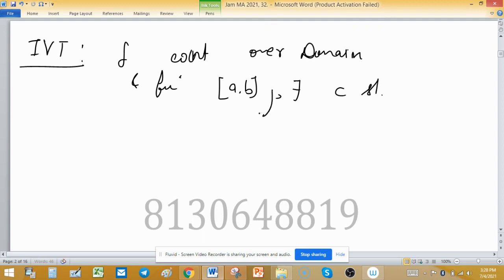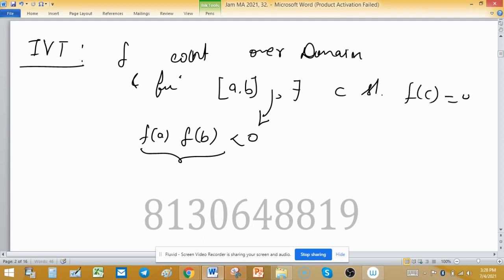Before this, a condition on the hypothesis is that if f of a and f of b, the product of these two endpoints of the interval, is negative, then there exists a C between a and b such that f of c is 0. What is its geometric meaning?